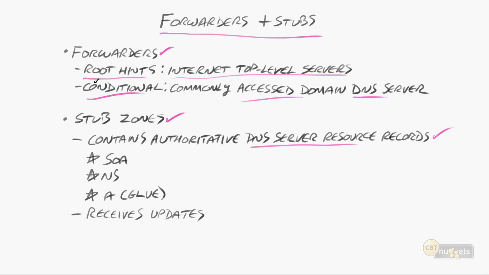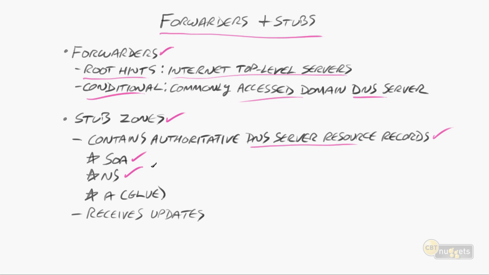Whereas with conditional forwarders, you have to manually update it if the DNS server IP address changes or something like this. So what the stub zone will contain is the start of authority. We took a look at that. Remember, you double click on it, it brings up that tabbed interface for that particular zone. It brings up the name server record.